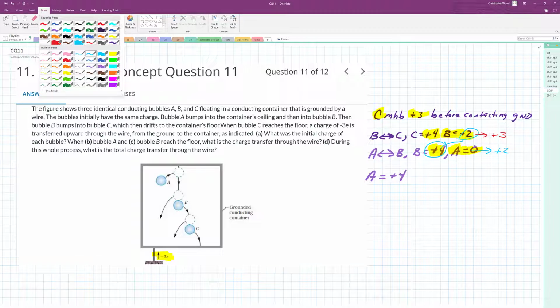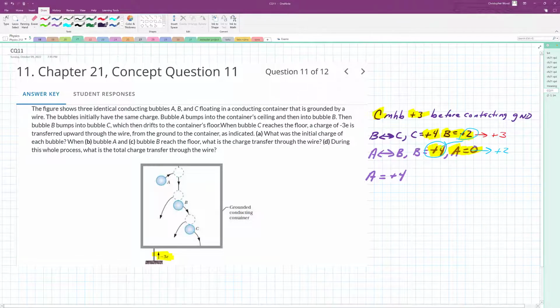So again, I know bubble C must have started off with a charge of positive 4 because prior to contact with bubble B, bubble C was in its initial state. And actually at this point, I'm kind of done. As soon as I've proved bubble C has a charge of positive 4, I'm done because all three bubbles start off with the same charge.